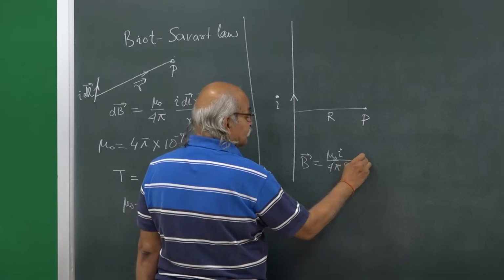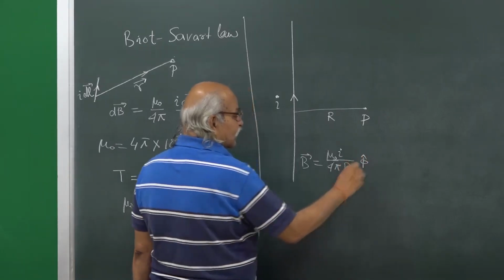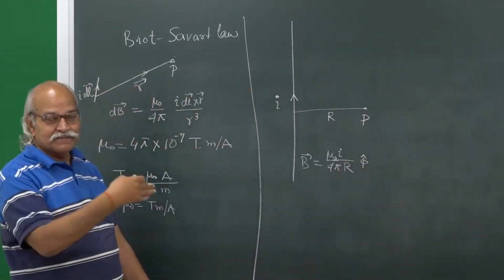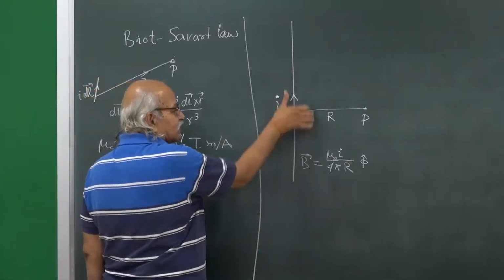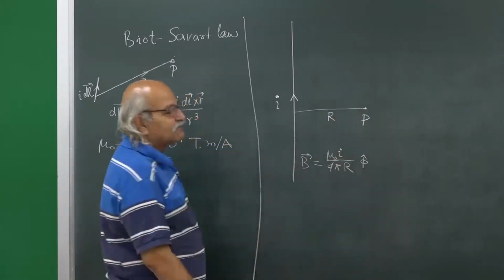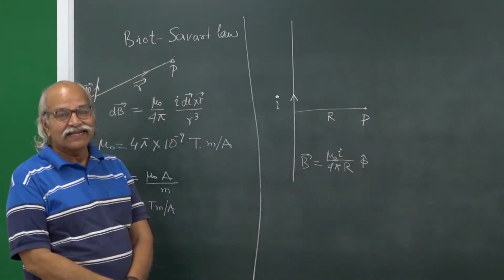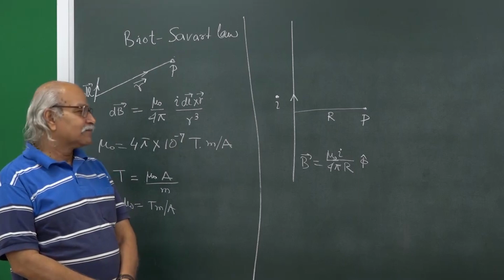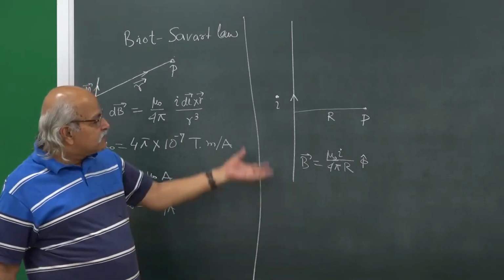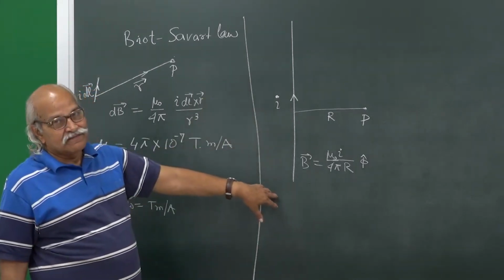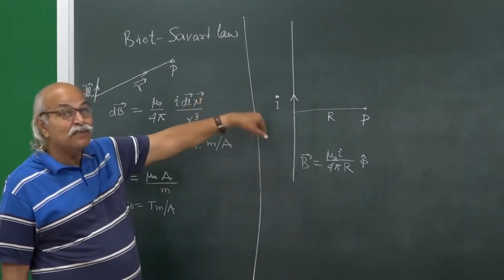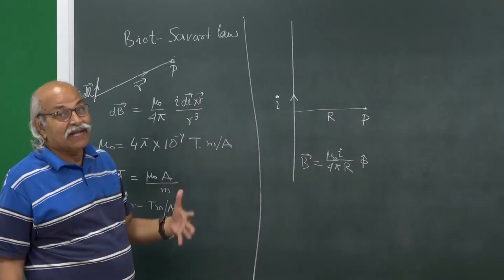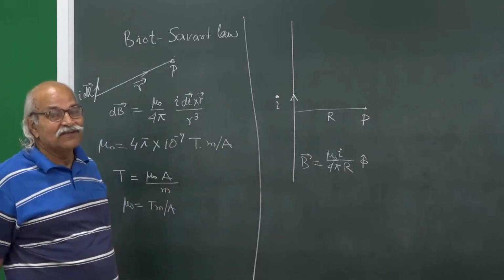In which direction? That is given by the right hand thumb rule. Your thumb should be along the current, and then the curling fingers give you the direction of the magnetic field there. I will rederive it, but with cylindrical polar coordinates, so that you also get practice using them.